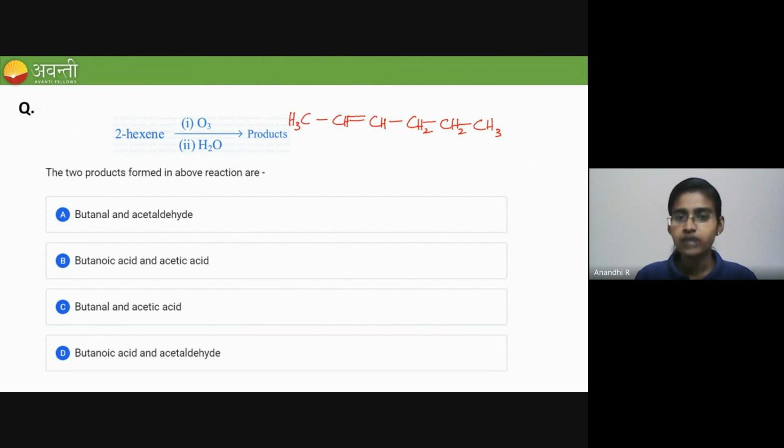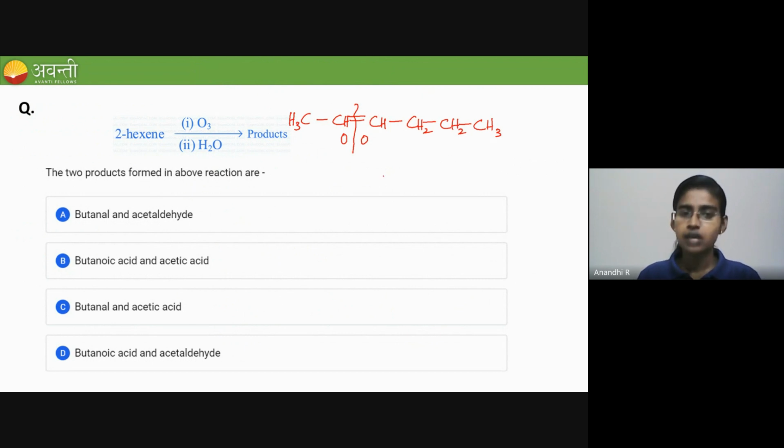So now what we have to do? We have to break the bond, add one oxygen here and another oxygen here. So what are we getting? This side we are having a 2 carbon containing aldehyde, which is called ethanal, or ethanal is otherwise called acetaldehyde. Ethanal is the IUPAC name and acetaldehyde is the common name. And on the right side, we are having a 4 carbon containing aldehyde.